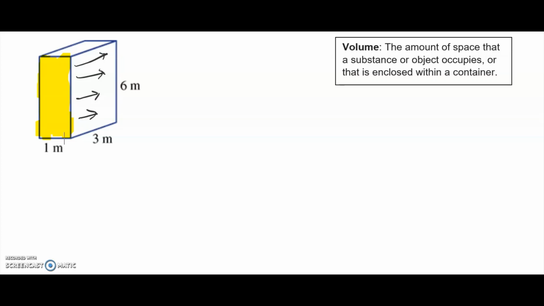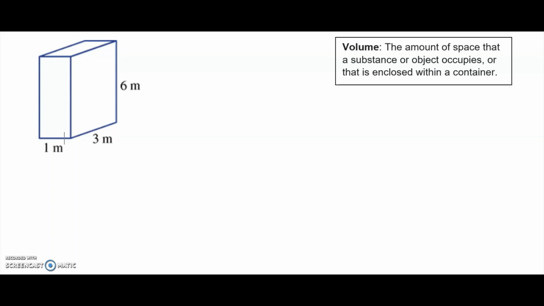So at any point, if I decide to cut this shape in half, I will get the same measurements of the face. The face will always remain the same throughout my prism. Now, we're looking at calculating volume today. Google's definition of volume is the amount of space that a substance or object occupies, or that it encloses within a container. So we are looking at how much space this rectangular prism takes up.